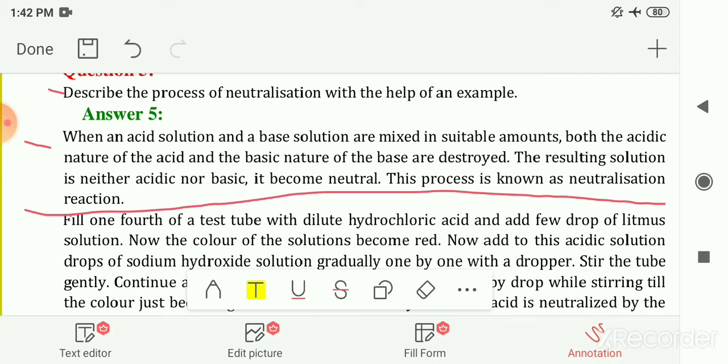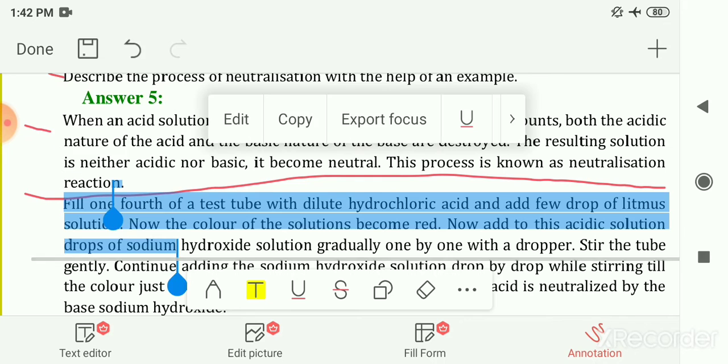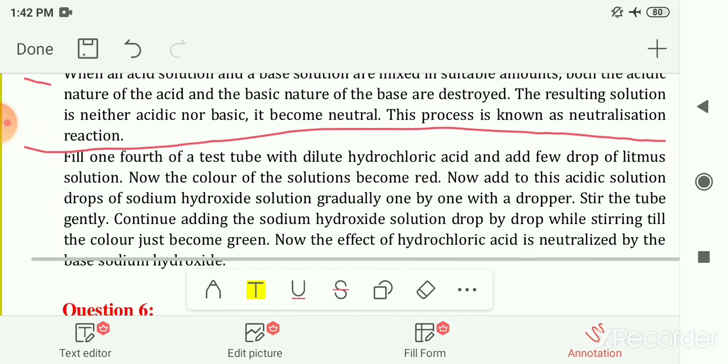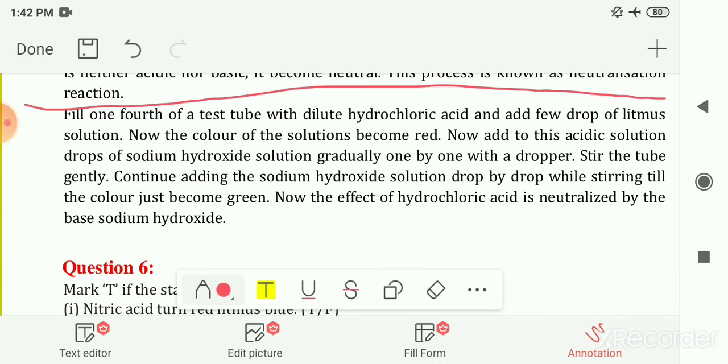After this reaction, the nature of the solution you get is neither acidic nor basic and it becomes neutral. So this process is known as the neutralization reaction. In this reaction, acid and base neutralize the effect of each other. So this process is known as the neutralization reaction. For that, let me see an example now.